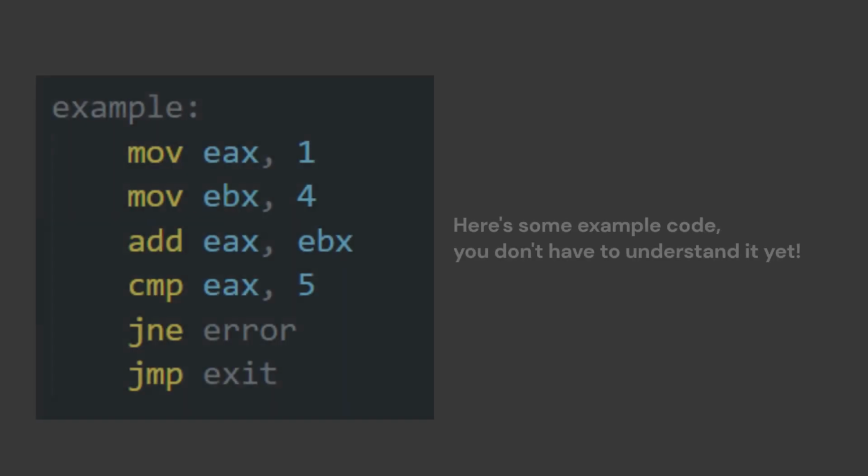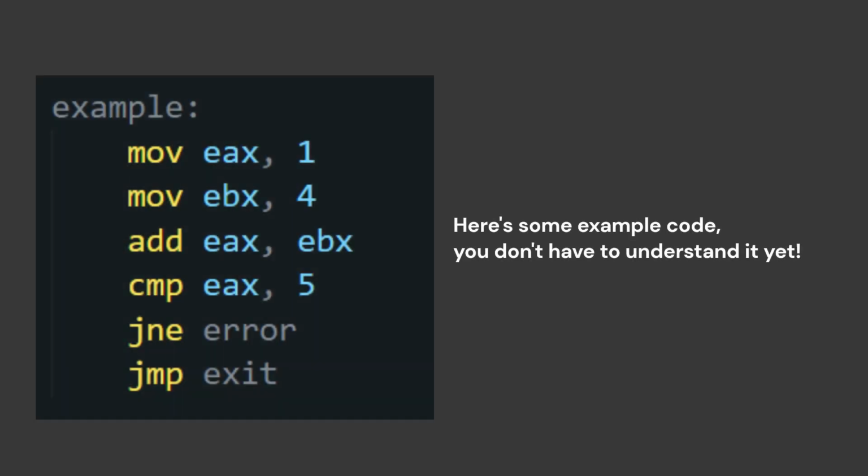So, assembly language is a low-level programming language that is specific to a particular computer architecture. It is a symbolic representation of machine code instructions that can be executed directly by the computer's CPU. Assembly language is used to write programs that are faster and more efficient than those written in high-level languages. It is also used to write device drivers, operating systems, and other system software.